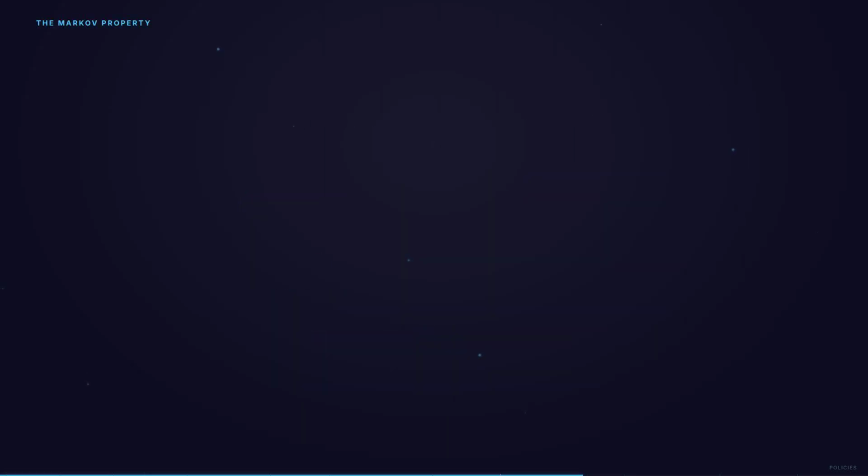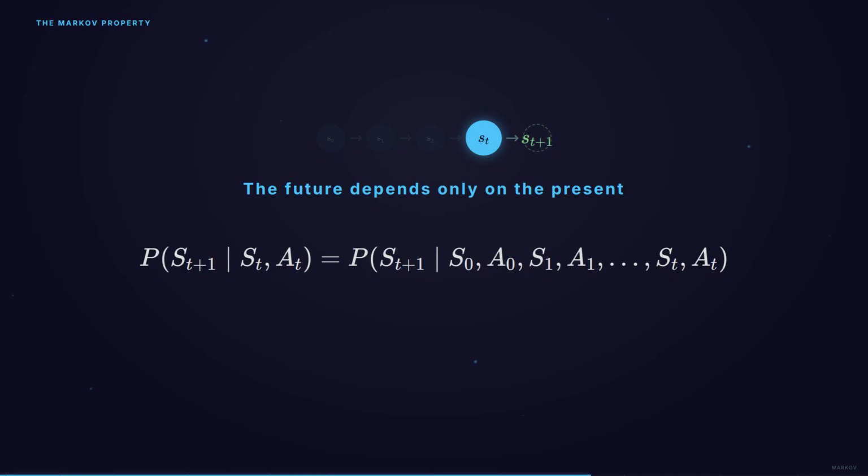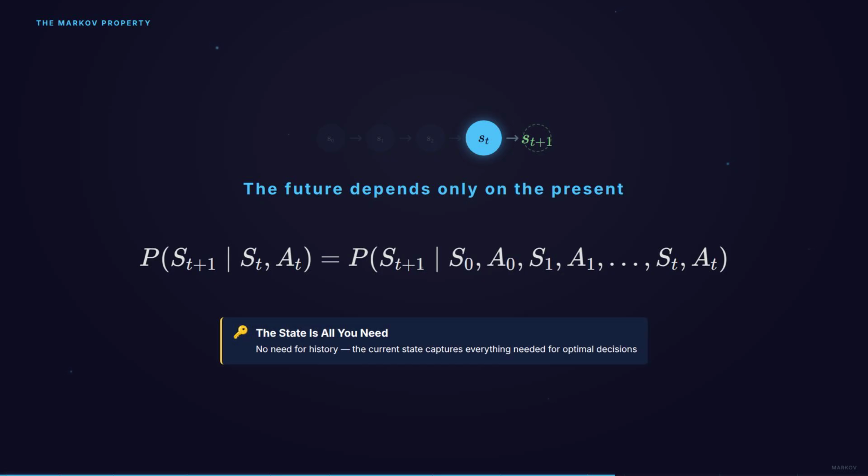There's one more concept that makes MDPs tick: the Markov property. The future depends only on the present state, not on how we got here. This means the current state contains all the information the agent needs to make optimal decisions. The full history of past states, past actions, past rewards, none of it matters beyond what's captured in the current state. The state is a sufficient statistic for the future.